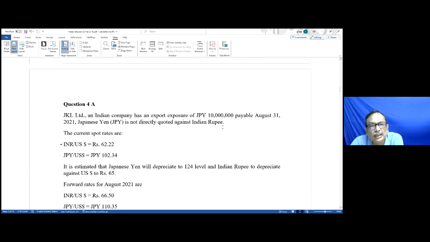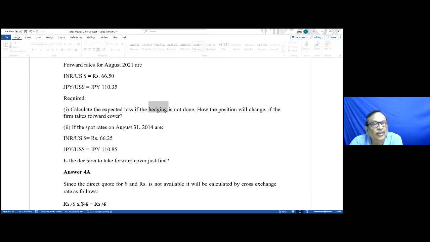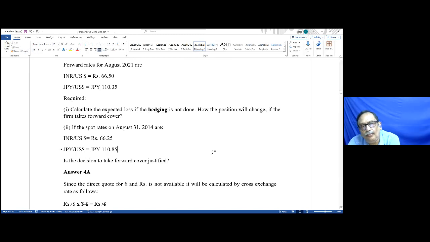Okay, required: calculate the expected loss if the hedging is not done. So please give emphasis on the word hedging. In the last class, I have already told you, hedging is minimization of risk that will be arising out of foreign exchange exposures.